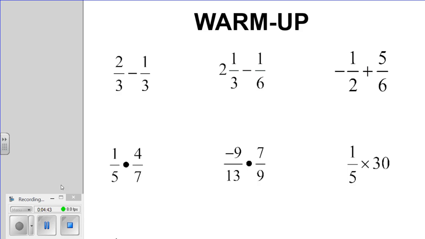Okay, so pause the video here. Let's see what our Math 7 skills look like in terms of our fraction operations. Do the ones that you know how to do. If you don't know how to do them, that's fine. Just move on. But I'm going to put up the answers to these, and I just want to get the juices going and thinking about fraction operations again.